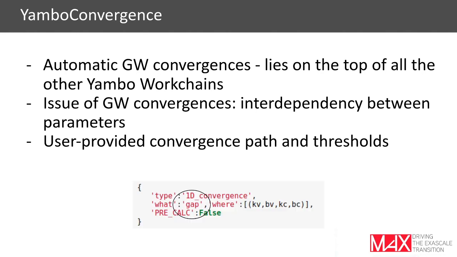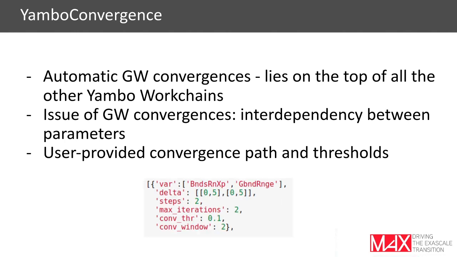First input that you can provide to the workchain is the quantity that you want to converge. That can be a gap or a single quasi-particle level of your system. Then you can provide the convergence path for an arbitrary number of parameters and the relative convergence threshold and other convergence information. You can find out how to set these inputs in a proper way by reading the dedicated web page on Read the Docs.